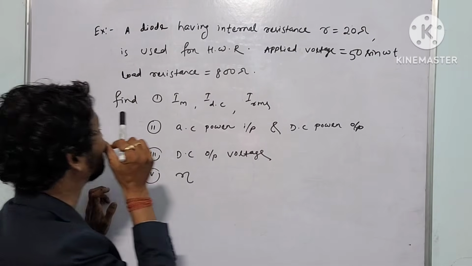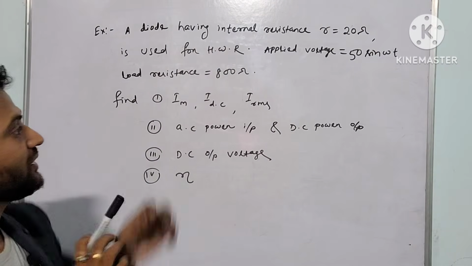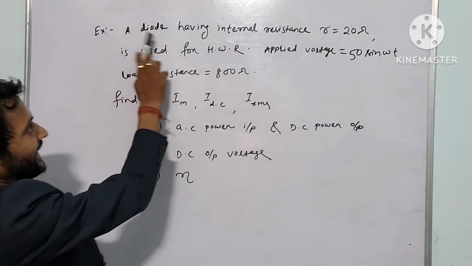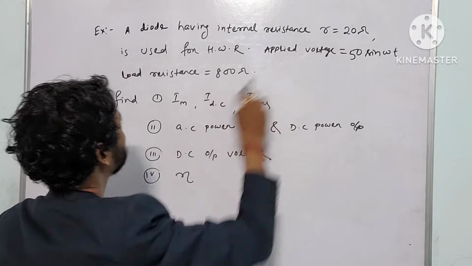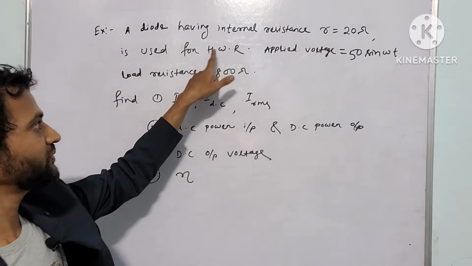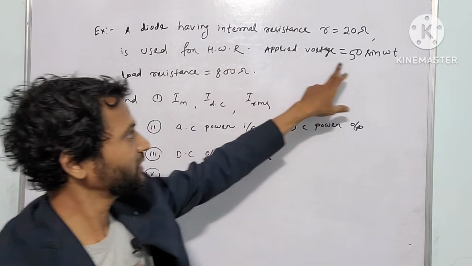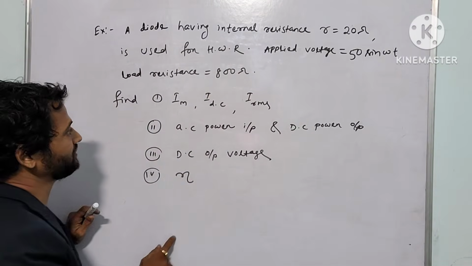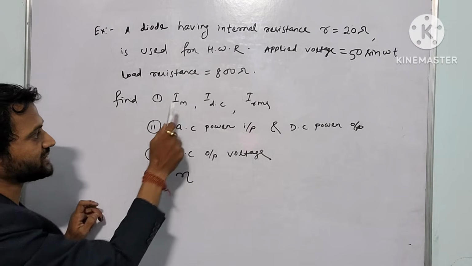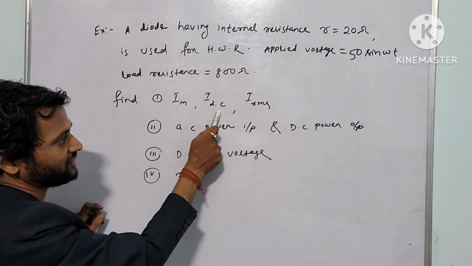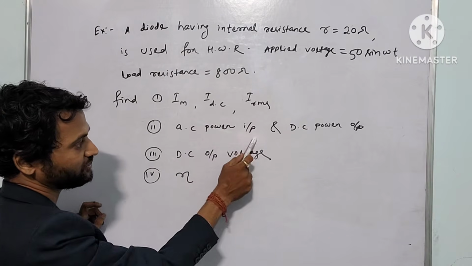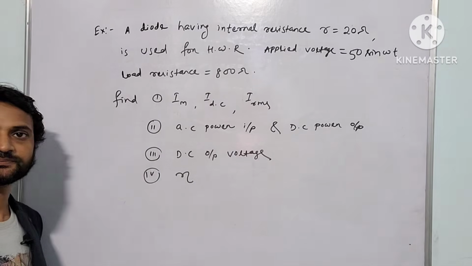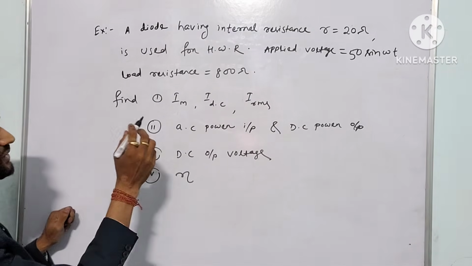See, look at the question. This question is of a half wave rectifier, to find out different parameters. Read the question first. A diode having internal resistance of 20 ohm is used for half wave rectification, and your applied voltage is 50 sin omega t, and your load resistance is 800 ohm. We have to find out parameters like maximum current, DC current, RMS current, AC power input, DC power output, DC output voltage, and efficiency. I hope you can find out this one.